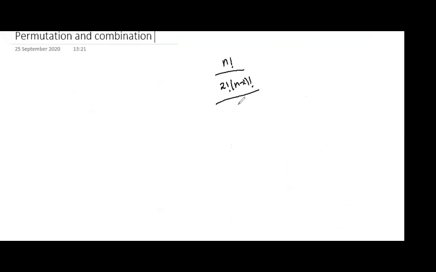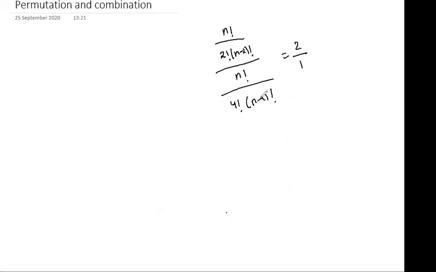N factorial divided by 4 factorial into n minus 4 factorial is equal to 2 by 1, right? So you're asked to find the value of n.